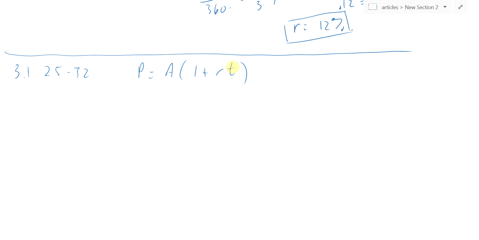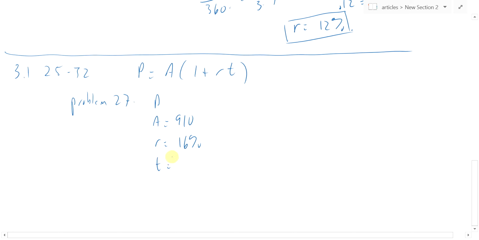So problem 27, I'll do that as an example. They say, well, suppose that A is 910, that R is 16%, and that T is 13 weeks. What is P? Right? So they give you 3 things.